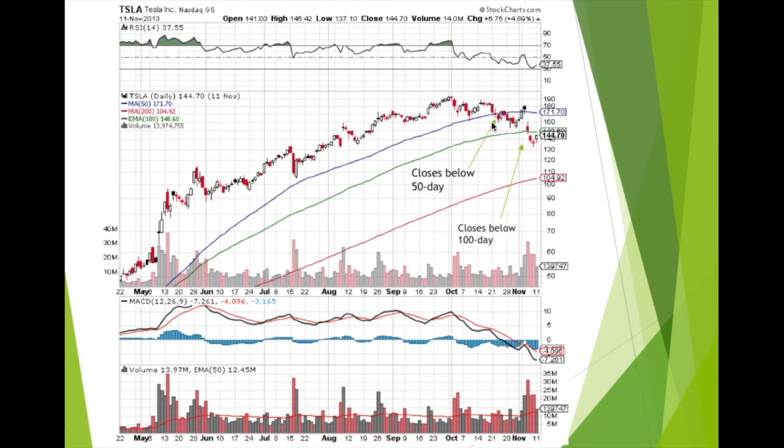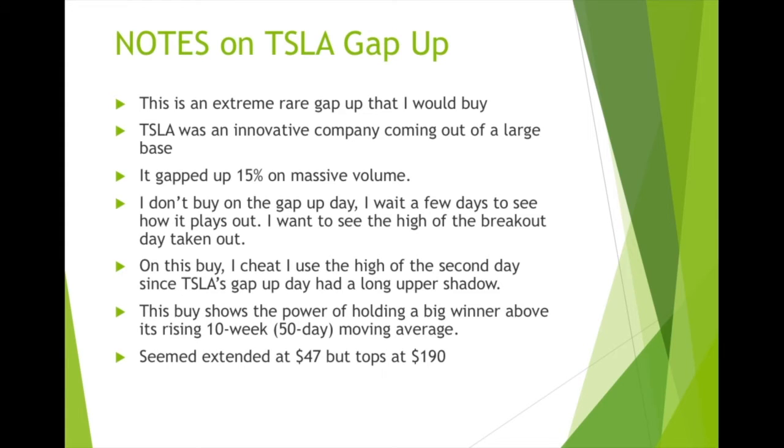So if you're somebody who wants to get out on a close below the 50-day, you could sell there. If you want to give it a little more room, you can wait for a close below the 100-day, and then you sell here. So this was a huge monster trade. Let's look at some lessons we learned from it.